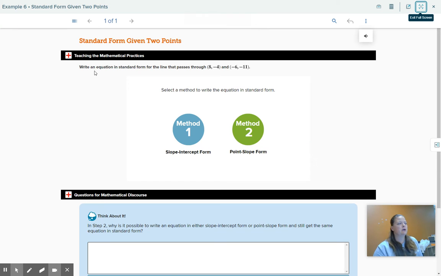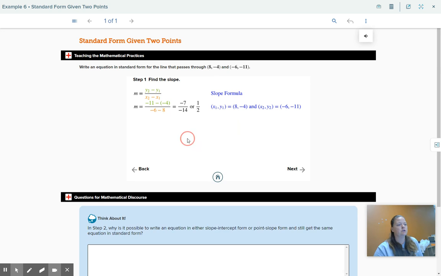Example number 6, write an equation in standard form for the line that passes through (8, -4) and (-6, -11). There's two ways to do this. You can start with slope-intercept form, or you can start with point-slope form. Either way, you can take these 2 points and turn them into the standard form of the equation. So let's take a look at slope-intercept form first.